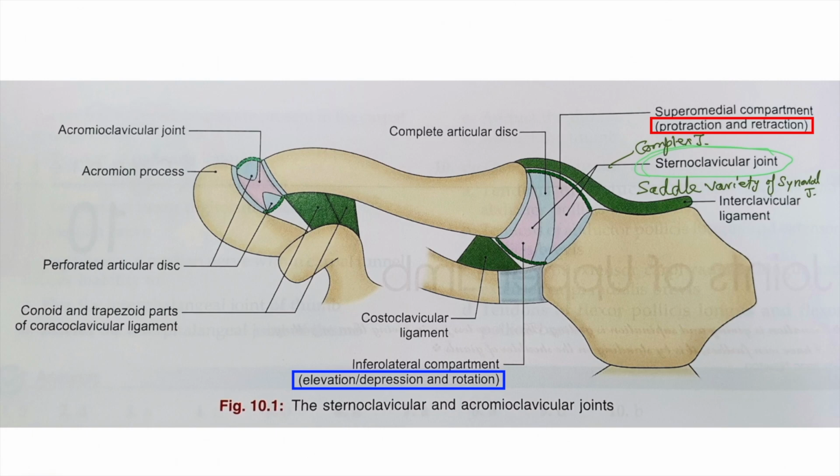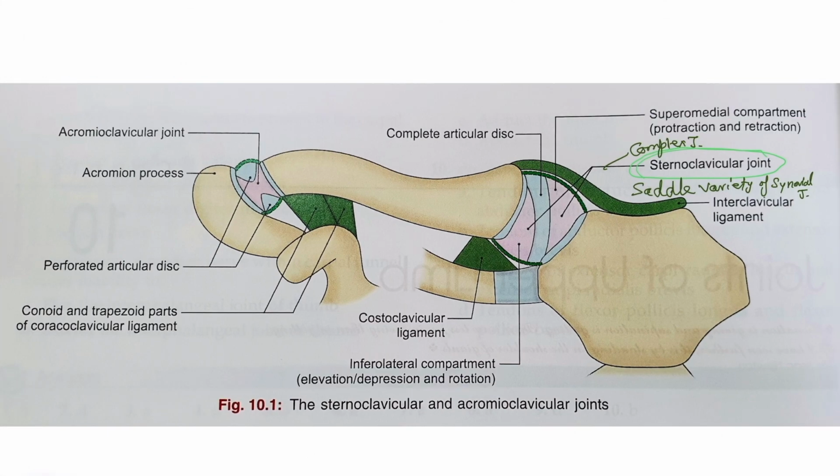And furthermore, if you abduct your arm at an angle of around 90 degrees along the longitudinal axis of the clavicle, and then you start twisting your upper limb, that's the rotatory movement happening, which provides adjunct rotation at the medial end of the clavicle. So this you are also doing with the help of bones lateral to the clavicle. That's why remember, rotatory movements will also happen in the lateral compartment.